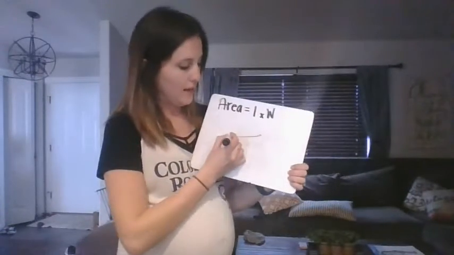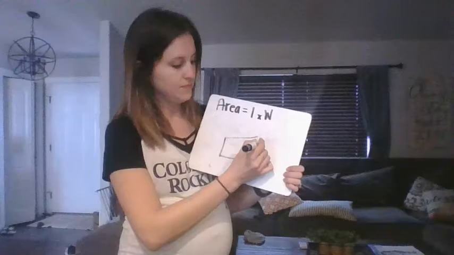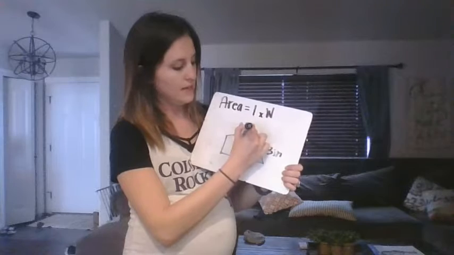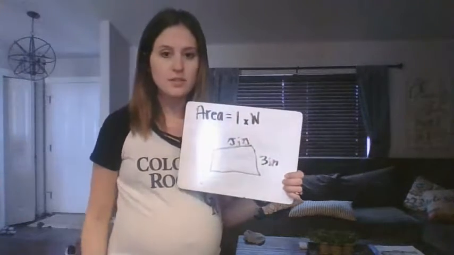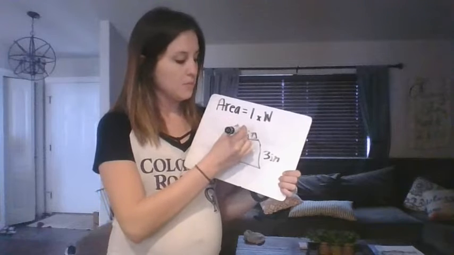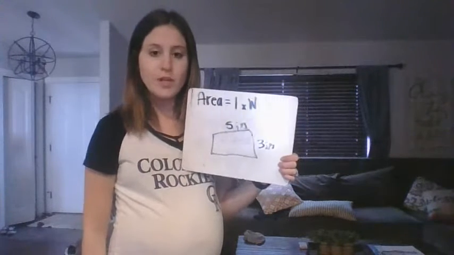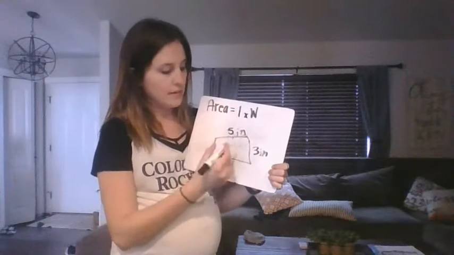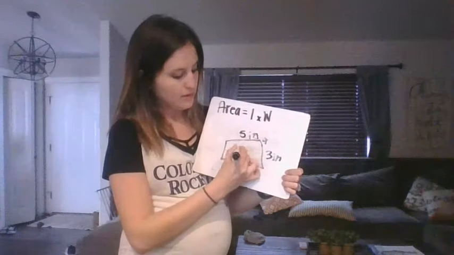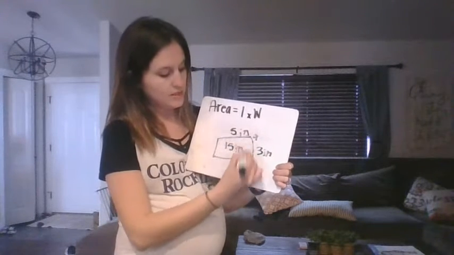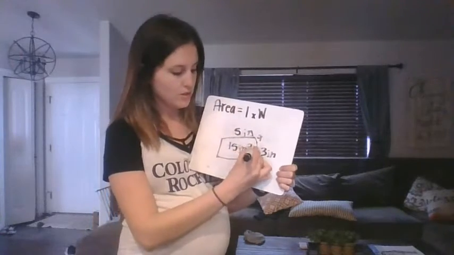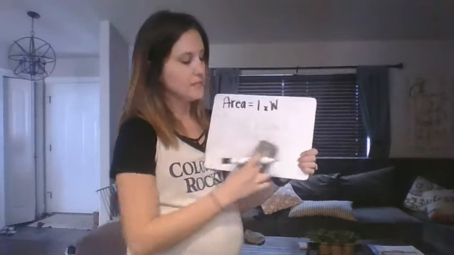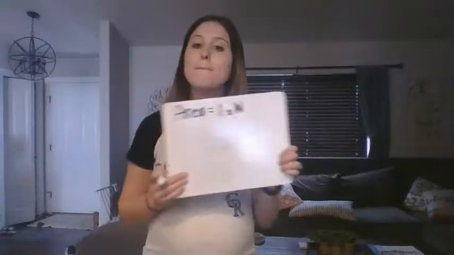So if I have a rectangle and this side is 3 inches and this side is 5 inches, what would be my area? Well, I'm thinking length times width. So 5 times 3 is 15 inches, and you can't forget your squared. Okay?